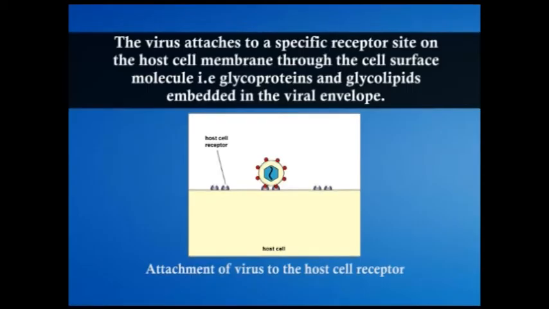The virus attaches to a specific receptor site on the host cell membrane through cell surface molecules, that is the glycoproteins and the glycolipids, which are embedded in the viral envelope. The glycoproteins have a sugar group attached to the protein, and the glycolipids have a fat or lipid group attached. This receptor on the host cell enables the virus to gain entry into the host cell.